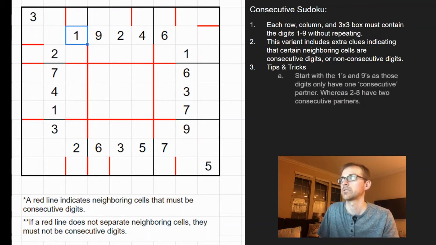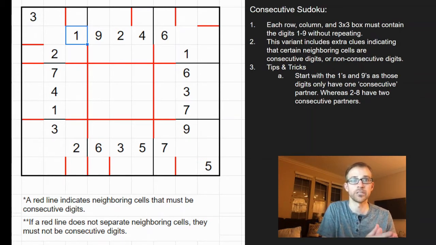So the first thing that I do is I try to start with the 1s and 9s, because they're more constrained. With a 1 and a 9, there's only one other digit that's consecutive with it, so a 1 and a 2, or a 9 and an 8, whereas all the other digits have two possibilities. If you have a 5, the consecutive digit next to it could be a 6 or a 4. So that's why 1s and 9s are important. They're a little bit more constrained.